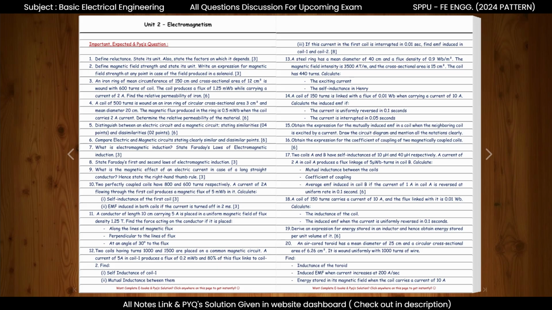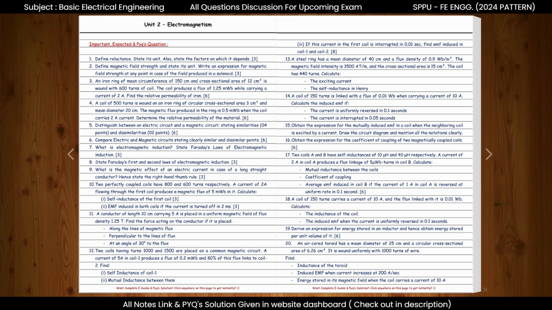Relative permeability is a measure of how easily a material allows magnetic flux to pass through it compared to air. In such problems, we use the formula μr equals B divided by μ0 times H, where B is flux density, μ0 is permeability of free space, and H is field strength. Alright, let's move on to our next important topic, relative permeability, in a second coil problem.